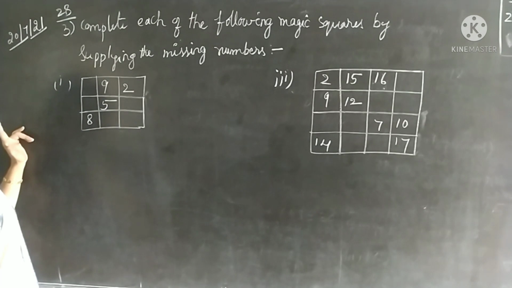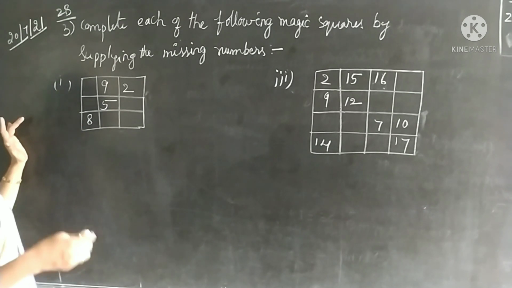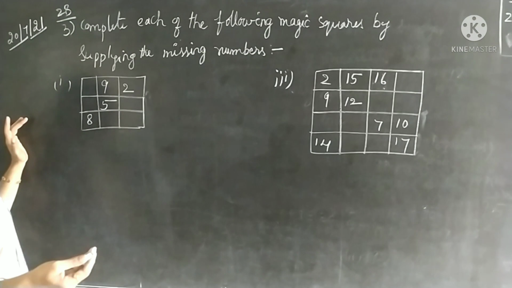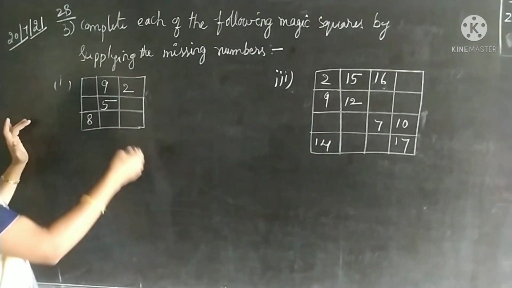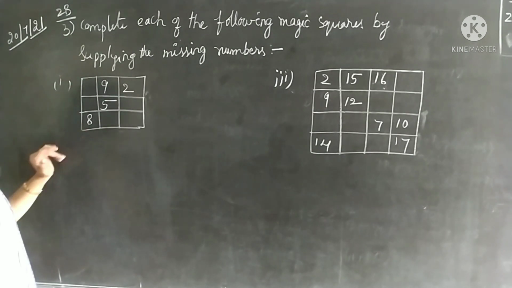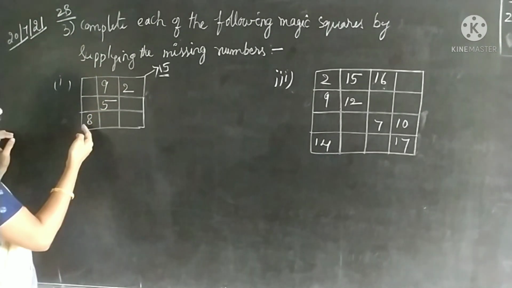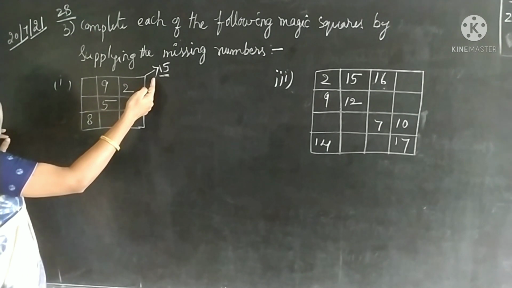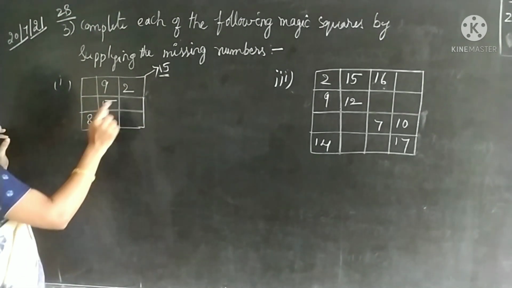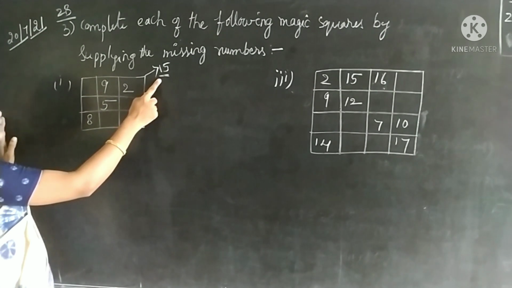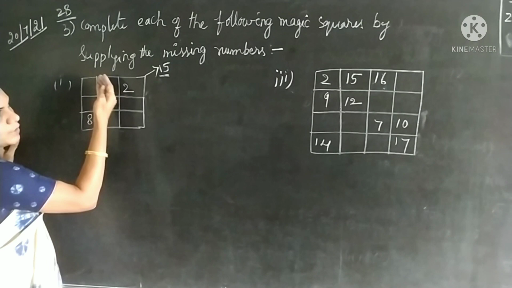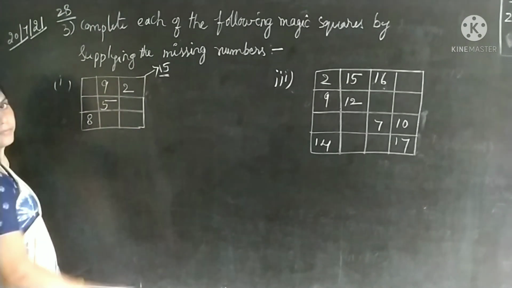In a magic square we have different types of numbers, but the sum of all the horizontal lines, all the vertical lines and all the diagonal lines should be the same. Here they have given one clue: 8, 5, 2. The sum of the diagonal line is 15 here. So all the horizontal lines and vertical lines must also be equal to 15.